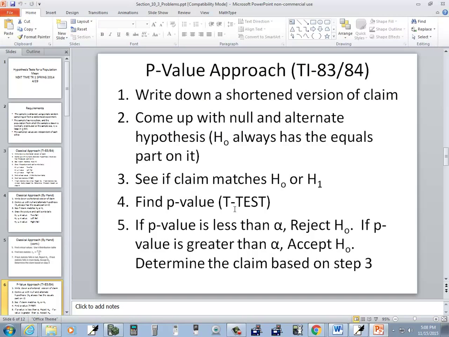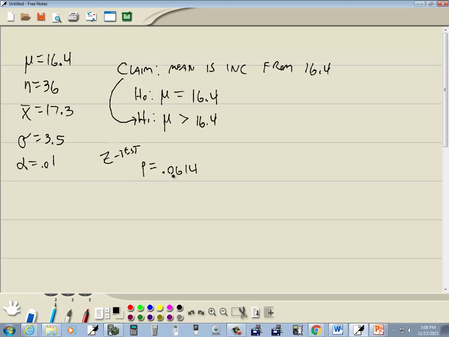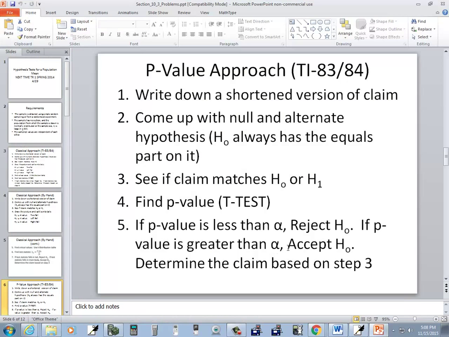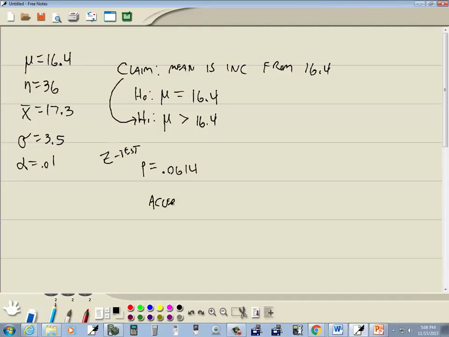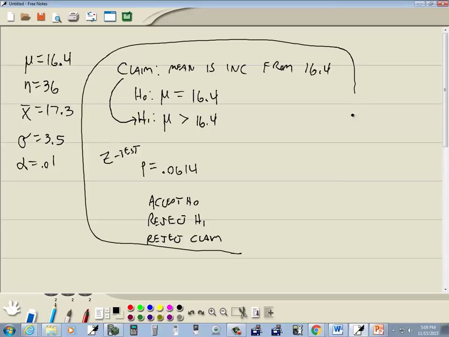Now, even though this has t-test here, this is the same process for any hypothesis test. So I come down to my conclusion. If p-value is less than alpha, it's not. P-value is 6%, alpha is 1%. So it says that p-value is greater than alpha. It says we accept H naught. So we'll accept H naught, which means we're going to reject H1. And since our claim matches H1, whatever we say about H1 is what we say about our claim. So we're going to reject our claim. And your answer is the entire process. The answer is not just reject claim.